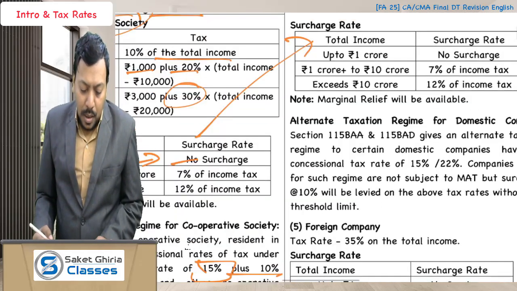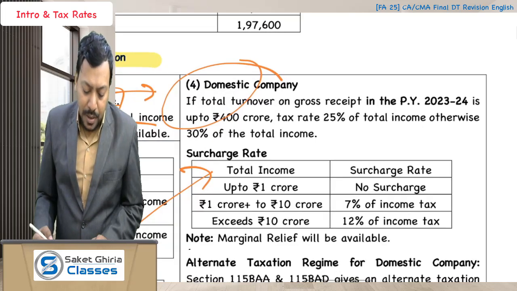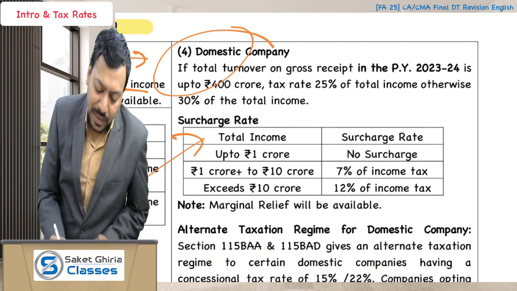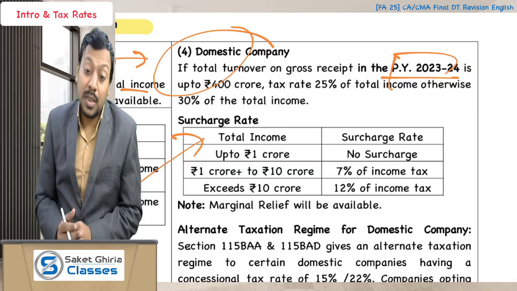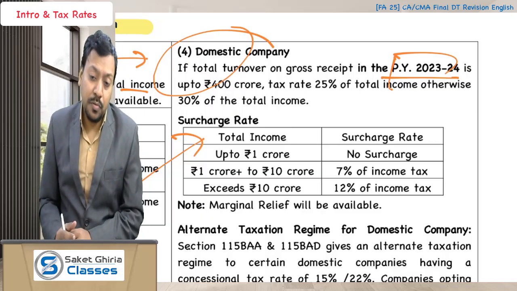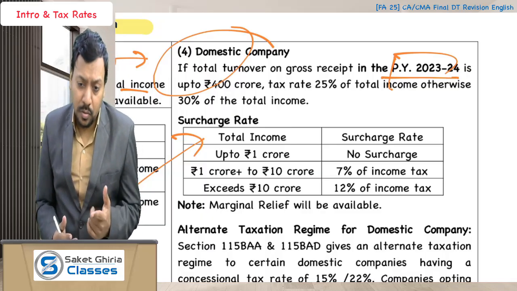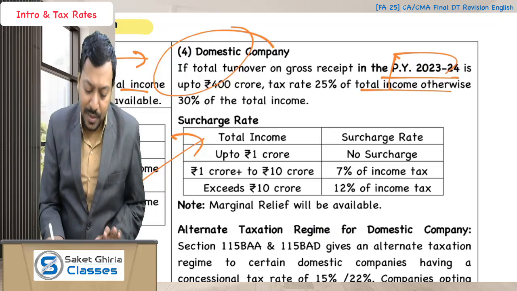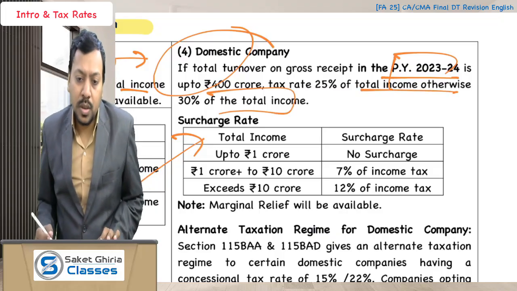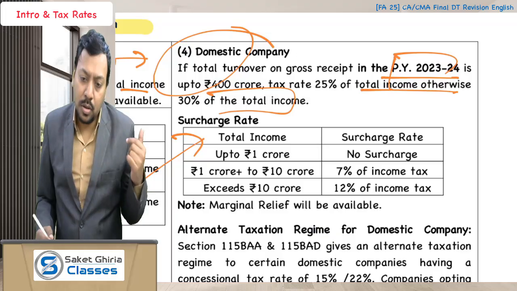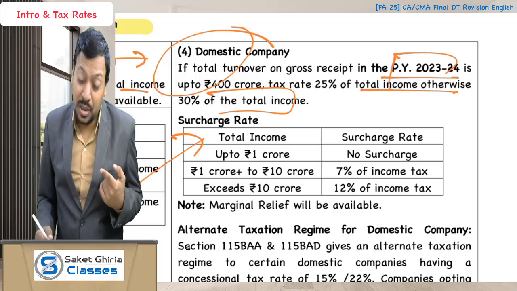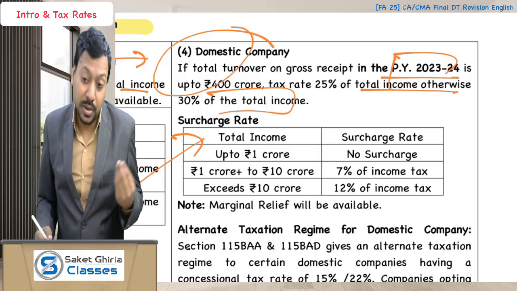Okay. What about domestic company? If the turnover or gross receipt in the previous year 2023-24 of the domestic company is up to rupees 400 crore, then the tax rate is 25%, otherwise 30%. So we have to see the turnover or gross receipt of the domestic company in the previous year 2023-24.